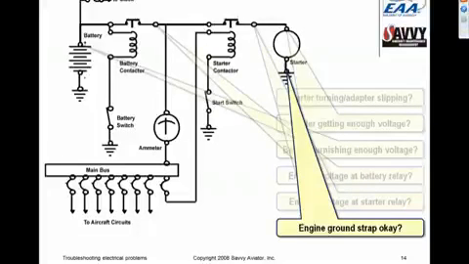There are some other places we can be losing voltage, like the engine grounding strap, because the starter normally is grounded to the engine and depends on the engine grounding strap to the airframe to provide a return path. So those are all things that we need to check if we've got a starter problem that's electrical.